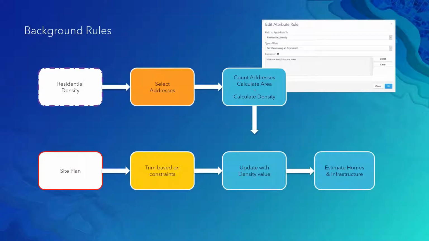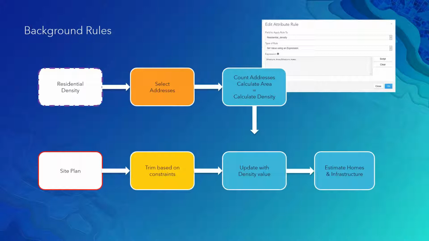So we started off digitizing a residential density sample area. And what that's doing is selecting some addresses that are sitting behind the scenes to calculate the number of addresses in the area. We obviously know the area from the geometry, and we can use those two things to calculate the density. Now, I've shown you an example rule there, a very simple expression that allows me to do a simple mathematical calculation to create that new attribute variable for me.